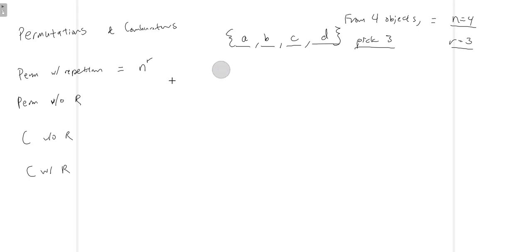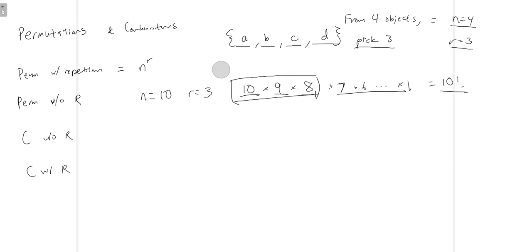Let's change the numbers here. Let's say we have a total of 10 elements and we want to pick 3. The first one we have 10, second one we have 9, third one we have 8. If I keep writing this times 7 times 6 all the way to times 1, this is known as 10 factorial. Because I'm removing 7 times 6 times 5 and so on, I'm dividing by that number in order to just get this. So this would be 10 factorial over 7 factorial.